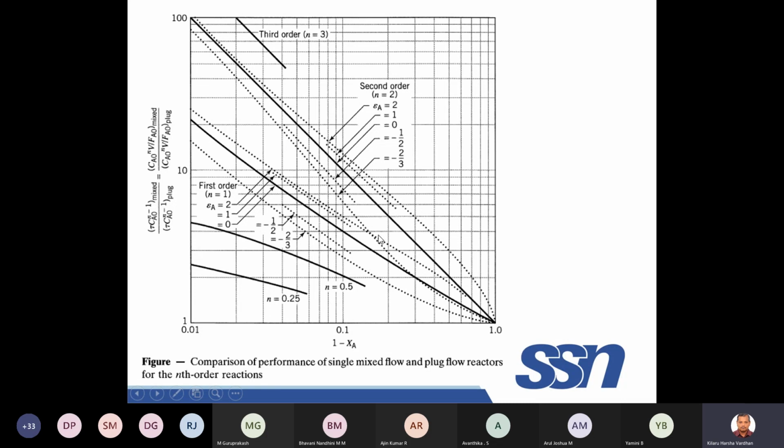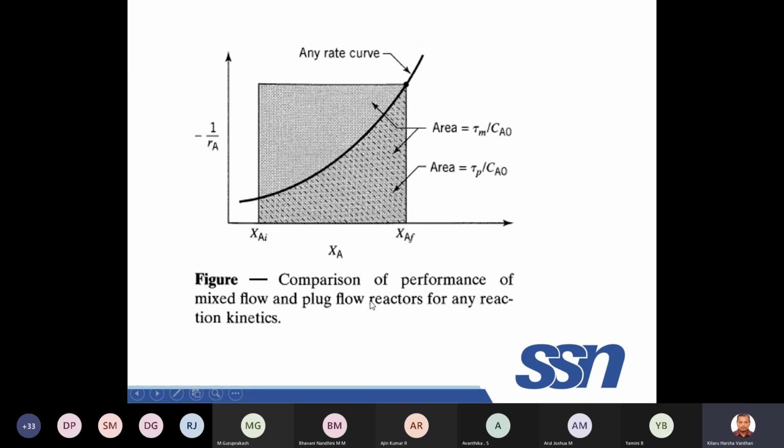So it's not only with the order, even with the expansion factor. A positive expansion factor will again tilt your ratios to the right side of this curve, and a negative value of it will shrink this side, right? So this is a great curve which talks about the comparison of the volumes or the space time with the conversion. So this is the graphical representation.